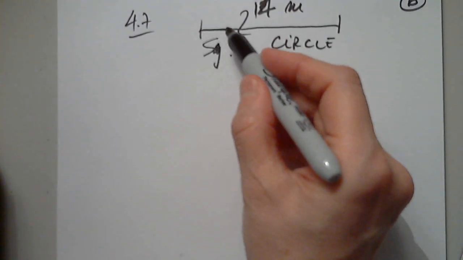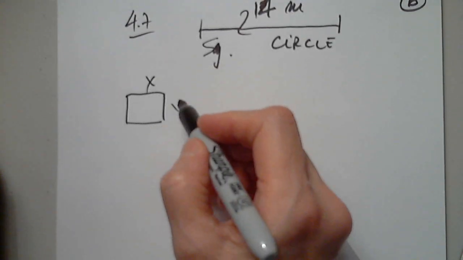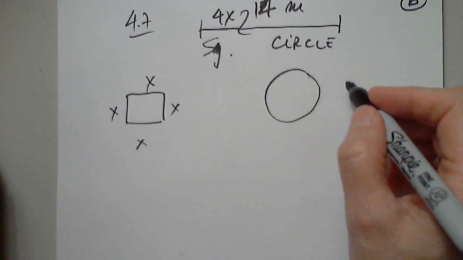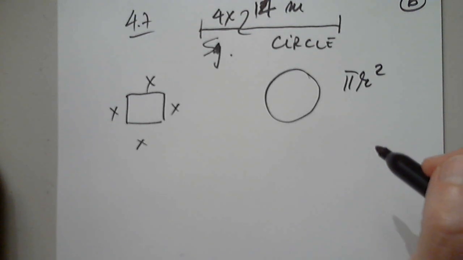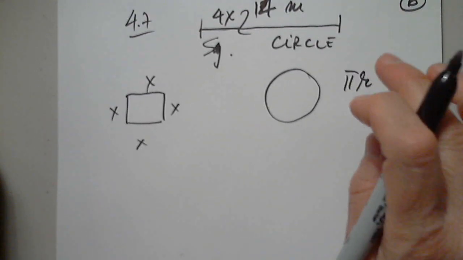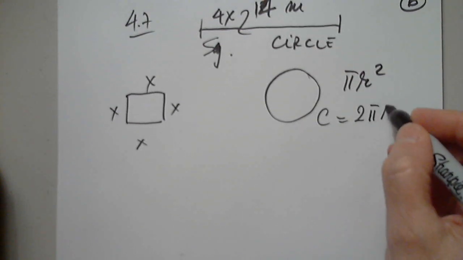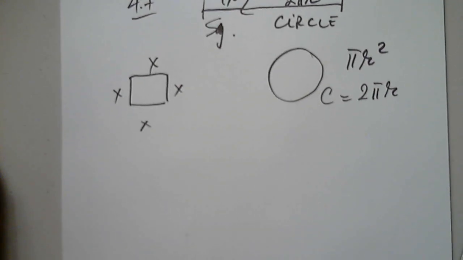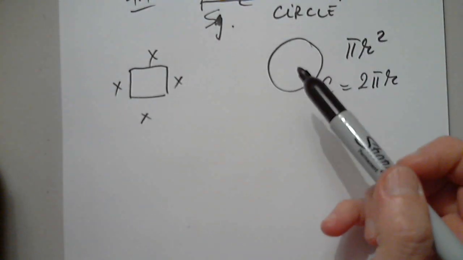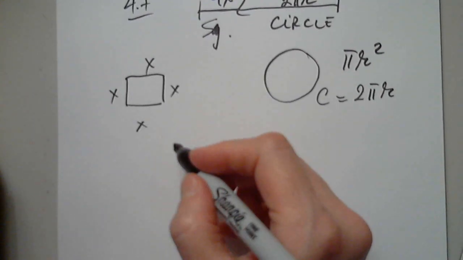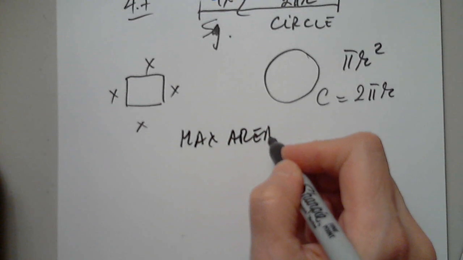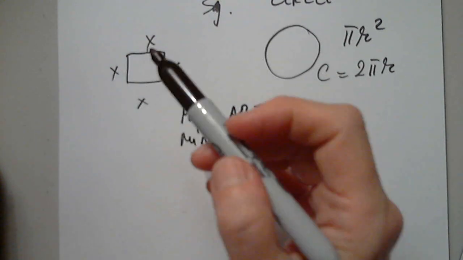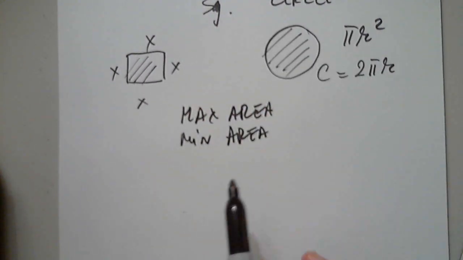Okay. So the square side is x, so this must be 4x. And the circle, the circumference is pi r squared. I'm sorry, I didn't mean the area. The circumference is 2 pi r. So this will be 2 pi r. And we want to maximize the area, is it? Maximize and minimize. Okay. It doesn't matter, but yeah.